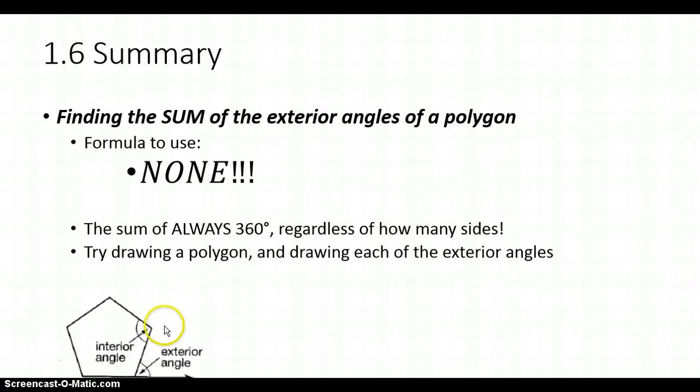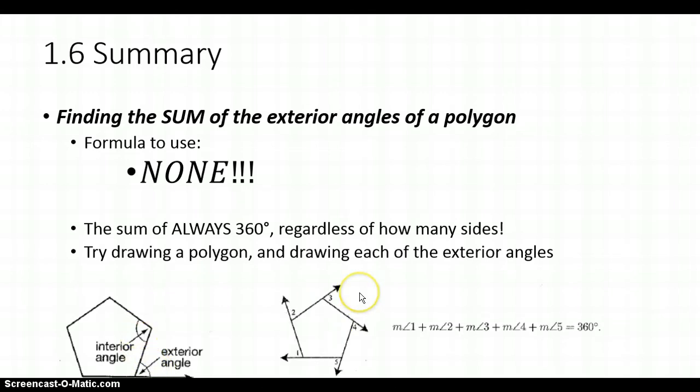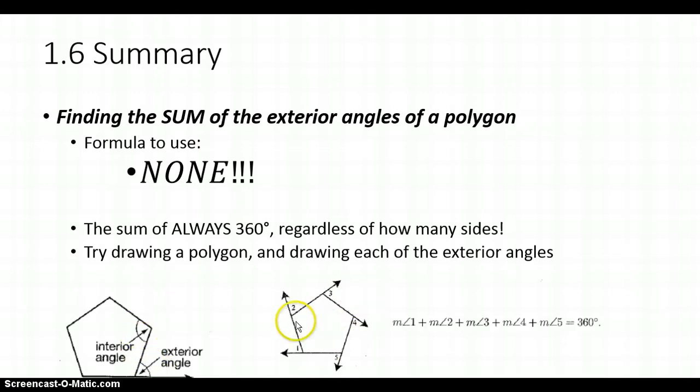Remember that exterior angle is on the outside right here. This is an example of an interior angle. This is a polygon with all the exterior angles drawn. If I add up each one of those angles, I just set it equal to 360 degrees. That will always, always be the case.